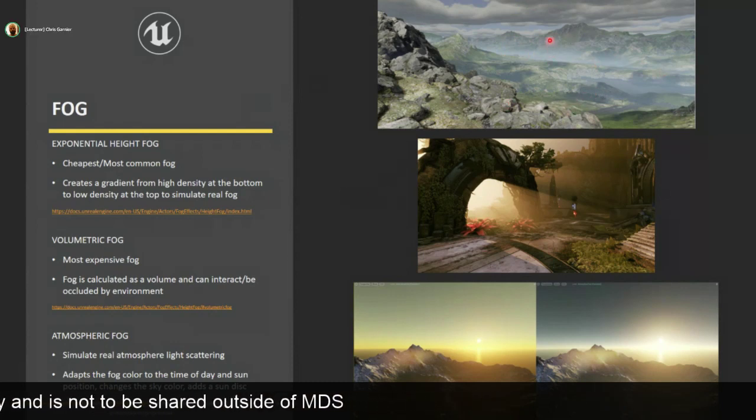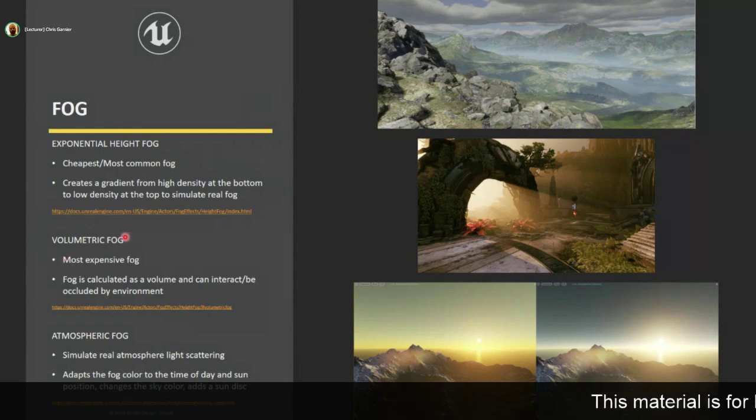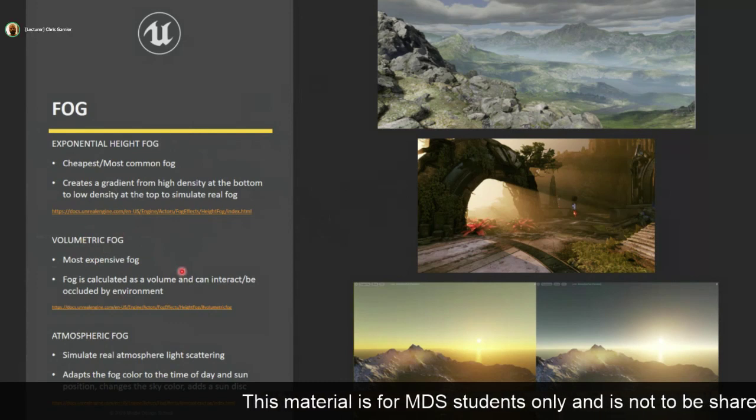But it's the cheapest, and you can get some pretty decent environment out of it. So it's pretty nice to use. The second one is volumetric fog. It's actually a setting on the exponential height fog that you can turn on and off.